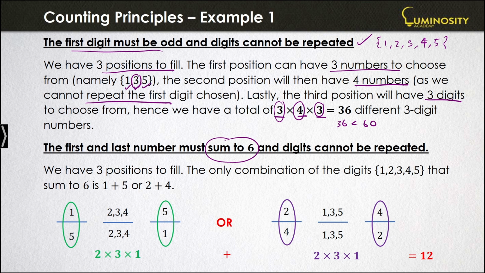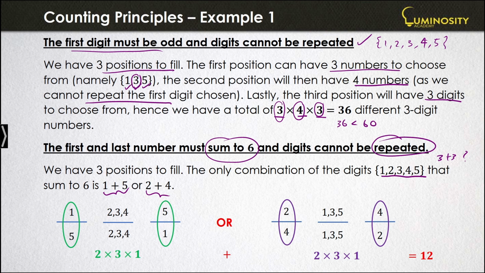Okay, the only combination of the digits 1, 2, 3, 4, 5 that will sum to 6 is either 1 plus 5 or 2 plus 4. Those are the only possible numbers out of those lists that will add to the number 6. We can't say 3 plus 3. Why? Well, we said digits cannot be repeated, so that's why we can't use 3 plus 3. So again, you just got to read the question very carefully, because these are very logical word problems. So we've got to make sure that we satisfy all the correct criteria.